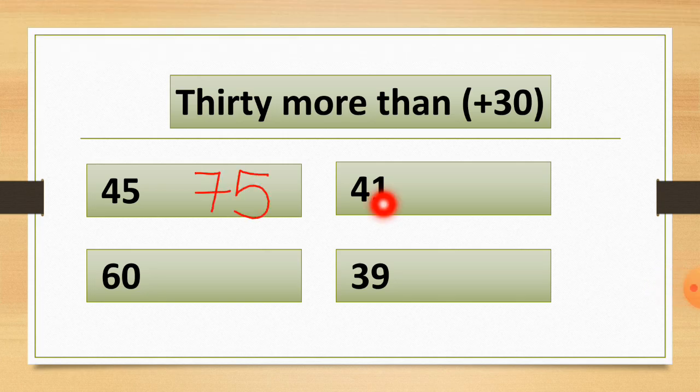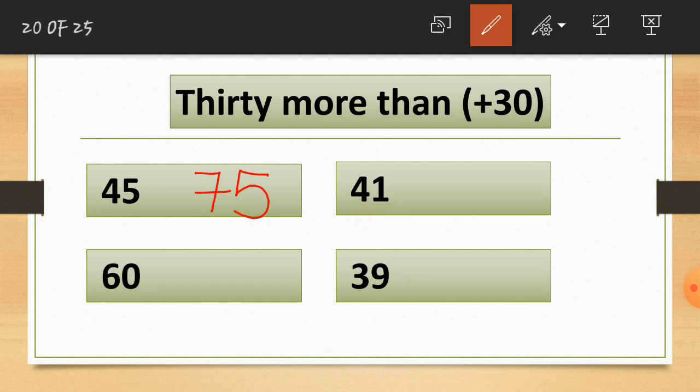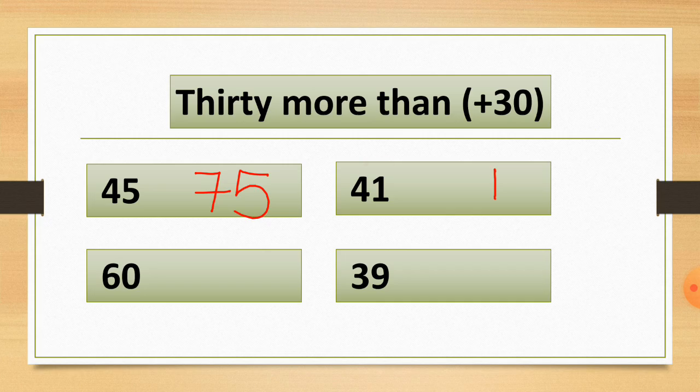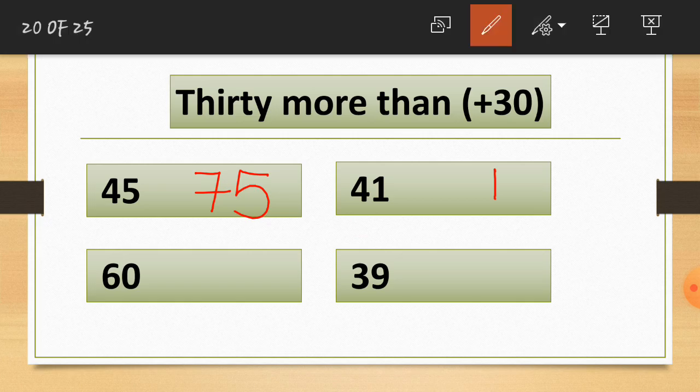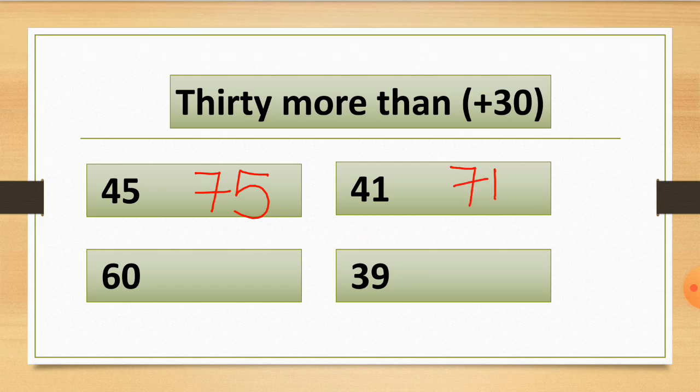Now let's write this as a shortcut method. So here is the ones value, which is 1. So I write 1 here. Now here is the 4, which is at the tens place. So let's add 3 to this 4. So we will get the answer. So 4 plus 3 is equal to 5, 6 and 7. So I write a 7 here, which is our answer. So 41 plus 30 is equal to 71.